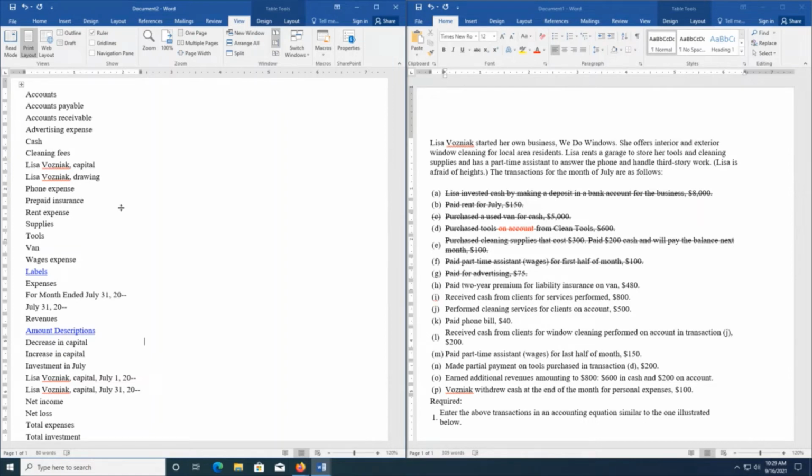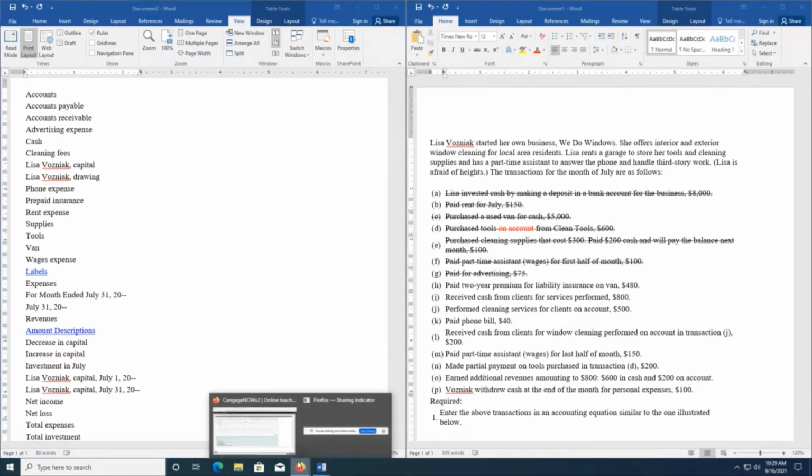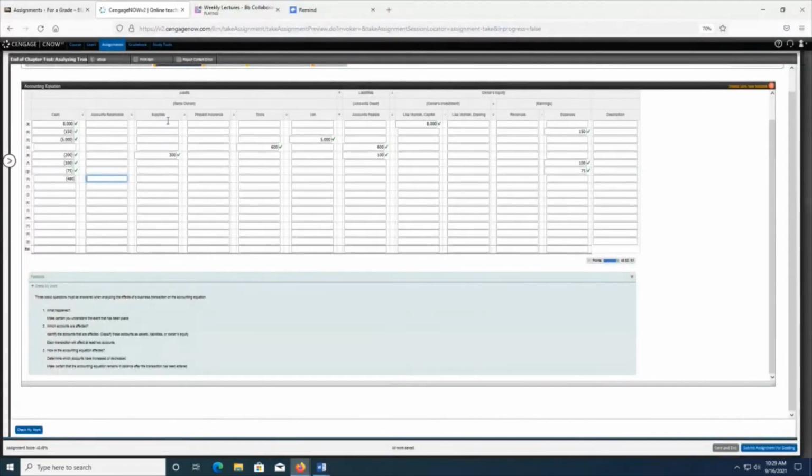So right now we've paid a 2 year premium in advance. So insurance over here, it's going to be prepaid insurance because if you look, it doesn't give us an insurance expense account. So that's not even one of our options. You have to use the chart of accounts that you're given. And the one that deals with this is prepaid insurance. So we're going to go back to our problem and look to see which line is prepaid insurance.